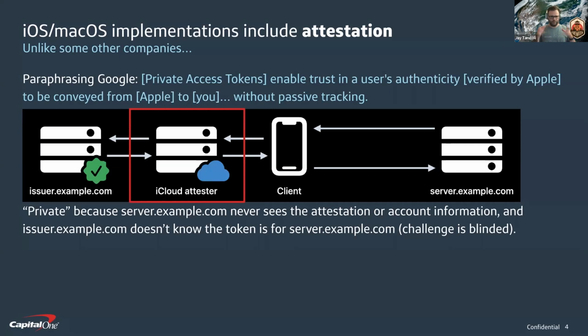Now, the reason this is all private is because the server never gets to see your iCloud account or your device details. All they know is that Apple has vouched for you. And at the same time, the issuer who's performing this digital signature doesn't know that the token is destined for the server. The server can offer a random challenge to prevent replay attacks, but that is blinded before the digital signature stuff happens. So the issuer never gets to see the exact version of that. So there's some pretty cool cryptography going on here to keep privacy protected.